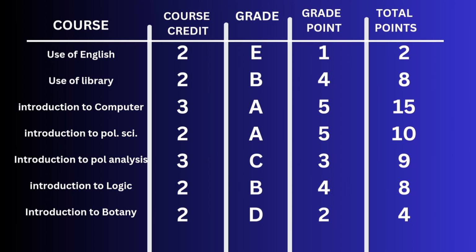For the next, we do 2 multiplied by 4, this gives us 8. 3 multiplied by 5, this gives us 15. 2 multiplied by 5, this gives us 10. 3 multiplied by 3, this gives us 9. 2 multiplied by 4, this gives us 8. 2 multiplied by 2, this gives us 4. So all this added together gives us a total of 56, which is our total points.